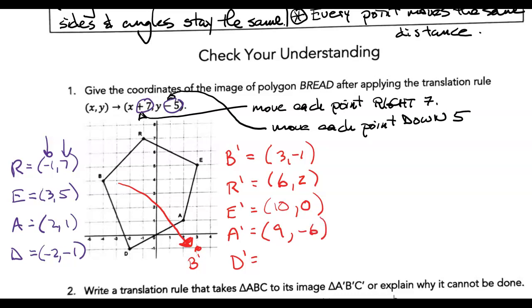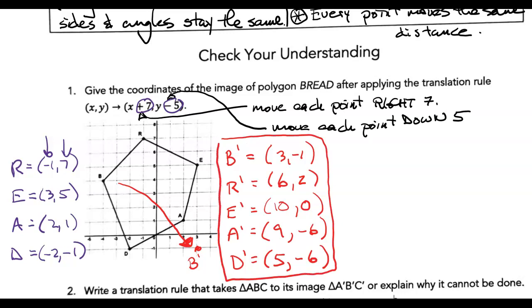And then for D, -2 plus 7 is 5. And for the y coordinate, -1 minus 5 is going to give us -6. So this one's a little bit tricky. Remember, if we're at -1, we're going to go down 5 more. So we're starting at -1, we go down 5 more, we'll end up at -6. Right? And then we could graph these if we wanted to. A little difficult with the graph that they give us in the problem, but these would be the new coordinates.